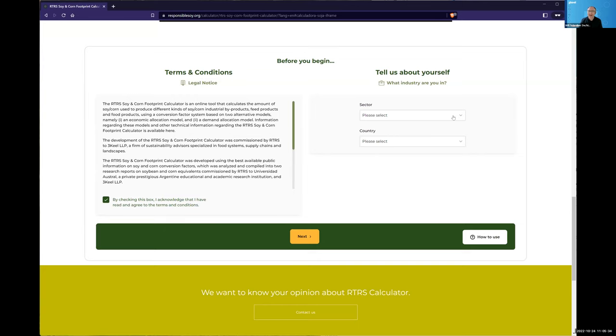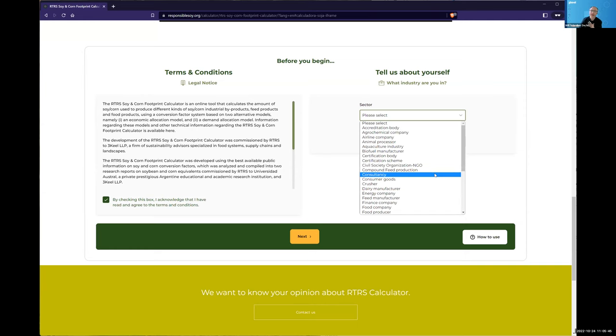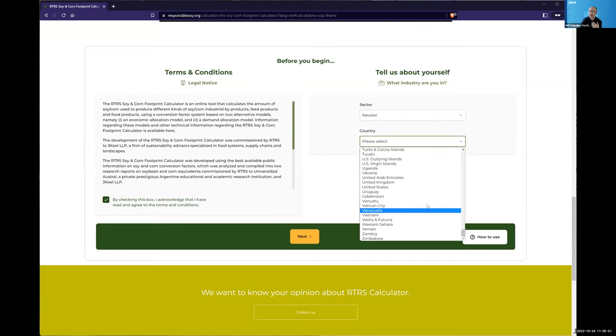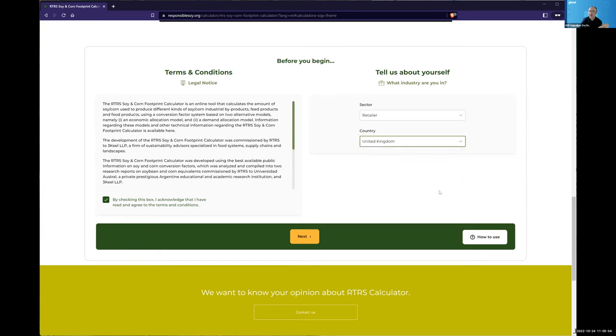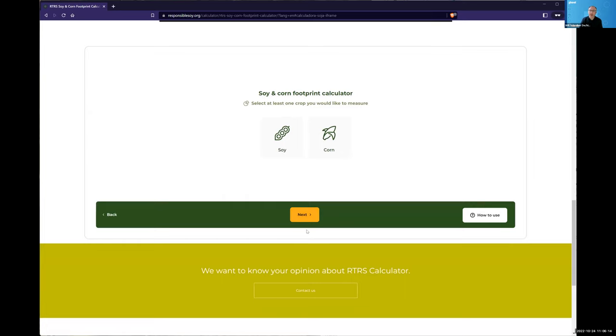And the second bit would be just about capturing some information about who you are. There's no personal information collected from this, it's just about helping RTRS understand what types of organizations use it. So in your case, you said you'd be a retailer, so you could select that you're a retailer, and you said that you're in the United Kingdom. You can select those two just to get into the calculator. This way RTRS will know in the future where the interest is in the calculator, and when they look to expand upon it, if there's an area that's not using it too much, they can find out why people aren't using it. And if there's an area that's using it an awful lot, they can find out what's being useful about it for others, and if there are other areas of interest.